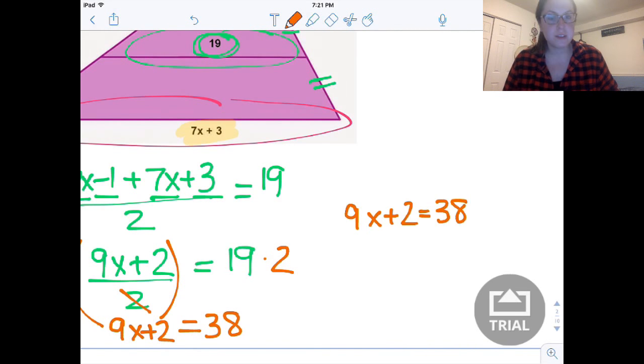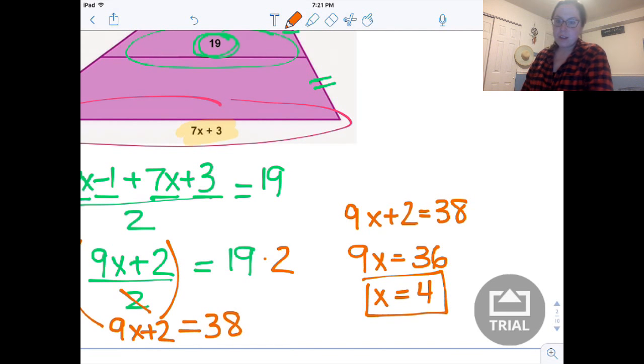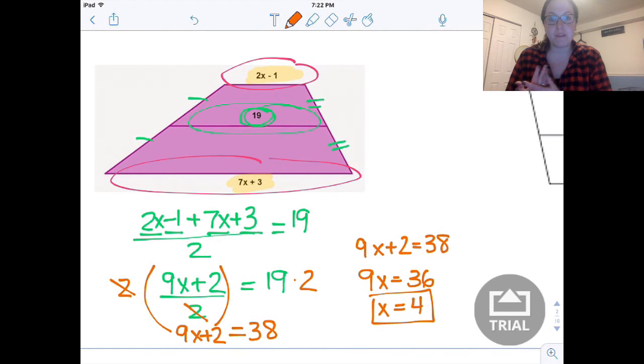Subtract 2, so 9x equals 36. And then divide, which gives me x equals 4. So that would be x. Now, they could ask you all sorts of questions here. They could ask you for the length of one of the bases. They could ask you for the perimeter of the trapezoid. But in this case, we just wanted to solve for x.